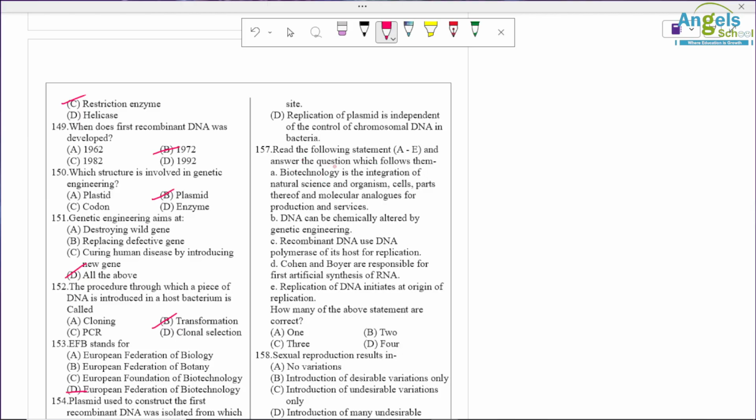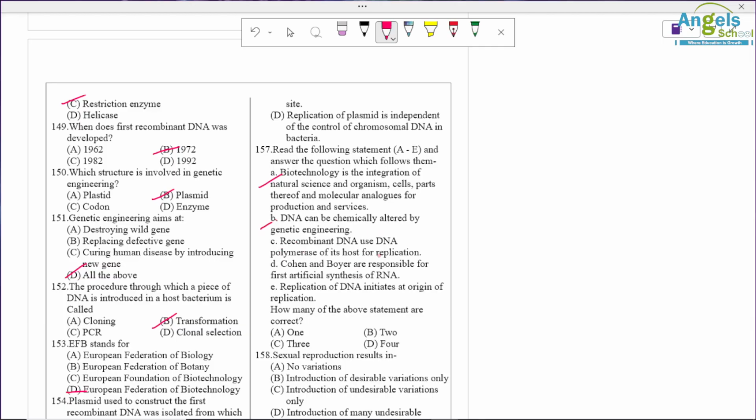Read the following statement. Biotechnology is the integration of natural science and organisms, cells, parts thereof, and molecular analogs for products and services. So this is the correct statement. DNA can be chemically altered by genetic engineering.